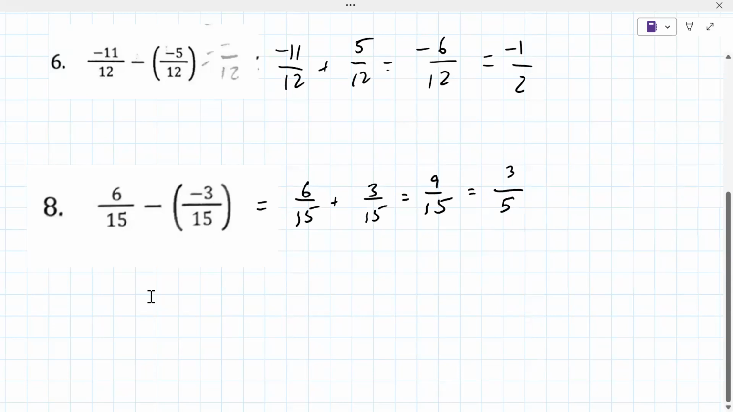So now we can get back to 7 if you want. Sure. There is a little bit of a shortcut here. Maybe I should show you. I don't know. Yeah, you just want to keep making that common denominator.